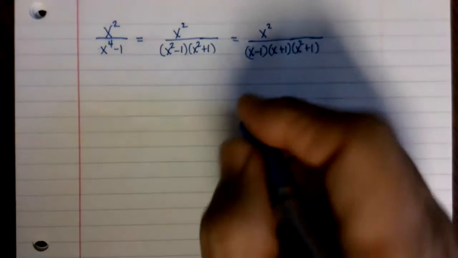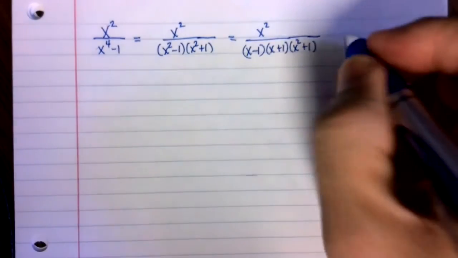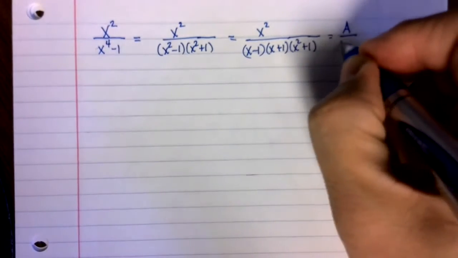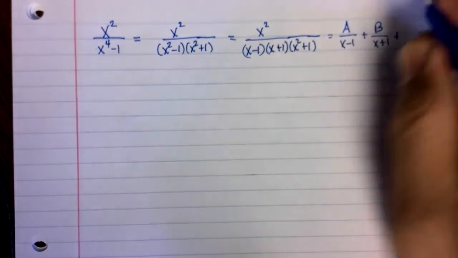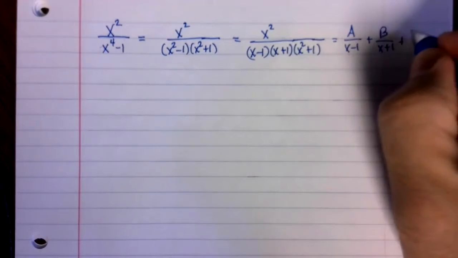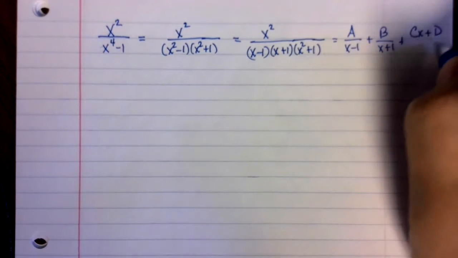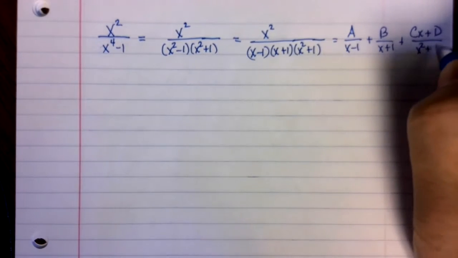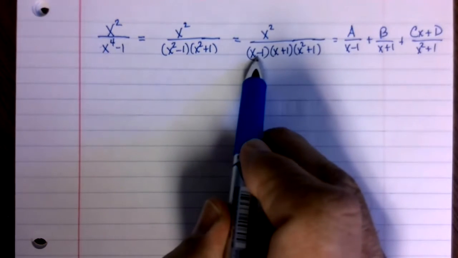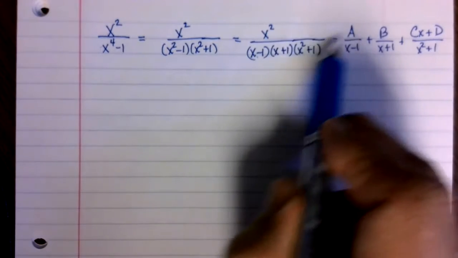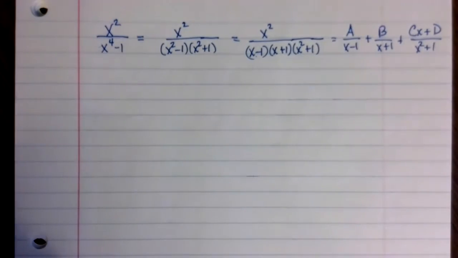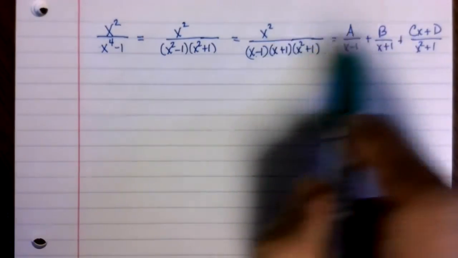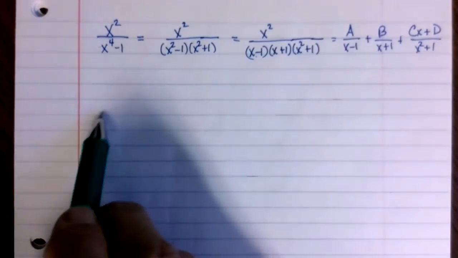Okay, now the form of the decomposition, this will have the form A over x minus 1 plus B over x plus 1. And then here I have an irreducible quadratic, and so that'll have the form Cx plus D over x squared plus 1. So real linear terms will have a constant. Irreducible quadratics, the numerator will be a linear thing. Okay, now the technique is that we will clear out the denominator here, and I'll start that down here.